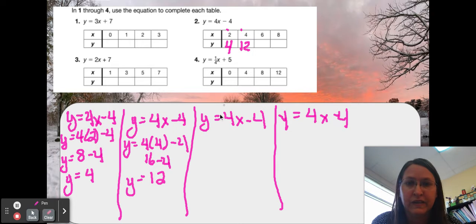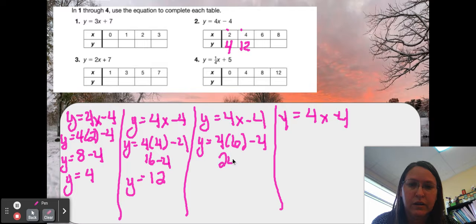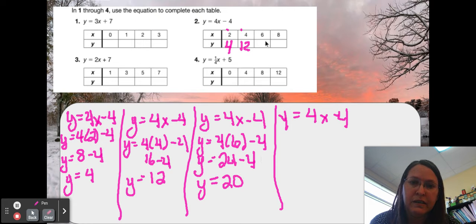Now we're going to do 6. Y equals 4 times 6 minus 4. Well, 4 times 6 is 24 minus 4. So y equals, well, 24 minus 4 would give me 20. So I'm going to put a 20 up here in my table.